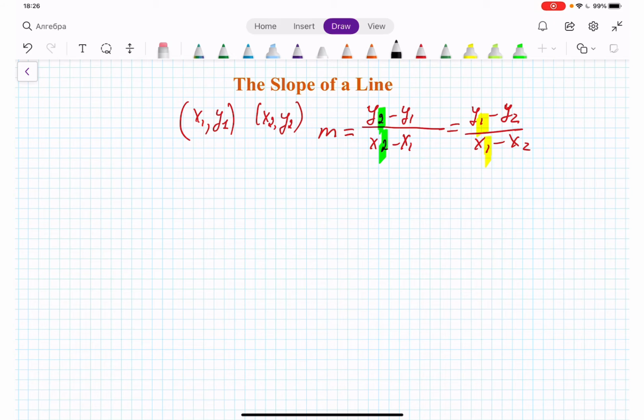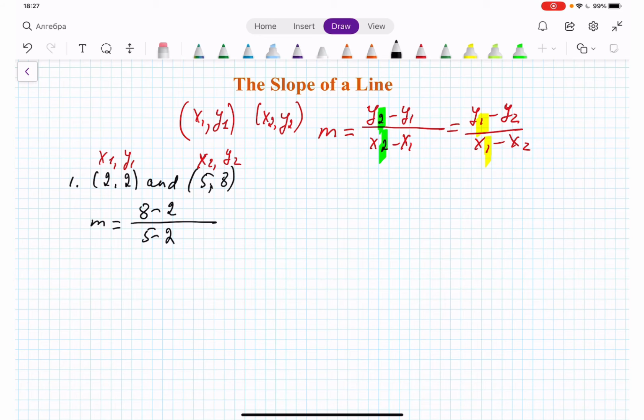So let's see. Question number 1: 2 and 2, and 5 and 8. Okay, so m is equal. This is x1, y1, x2, y2. So m is equal, I'm using y2 minus y1, 8 minus 2, and 5 minus 2. And this is equal, 6 over 3 is equal 2.